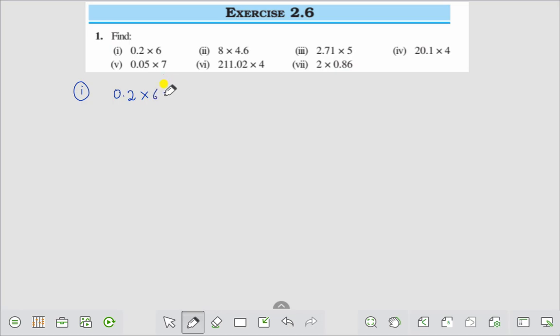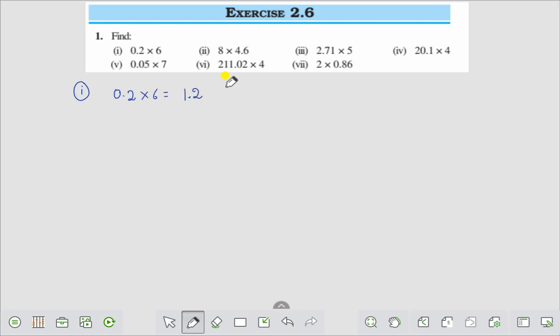How do you multiply this one? First multiply the numbers, that is 6 twos are 12. And here you see the point is given after one digit. Therefore, you have to give the point after one digit. This is 12, that is 1.2.